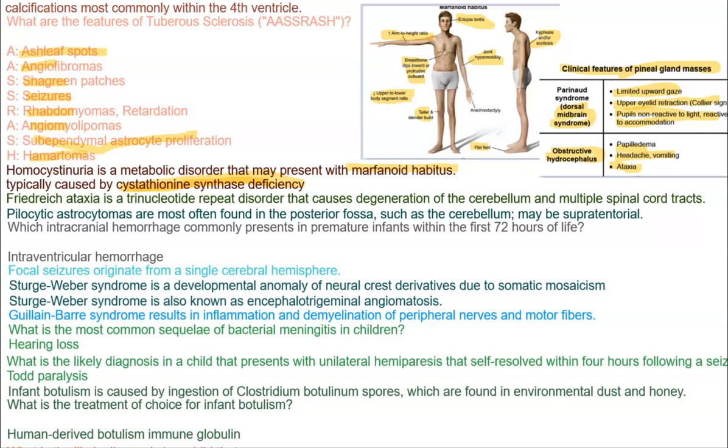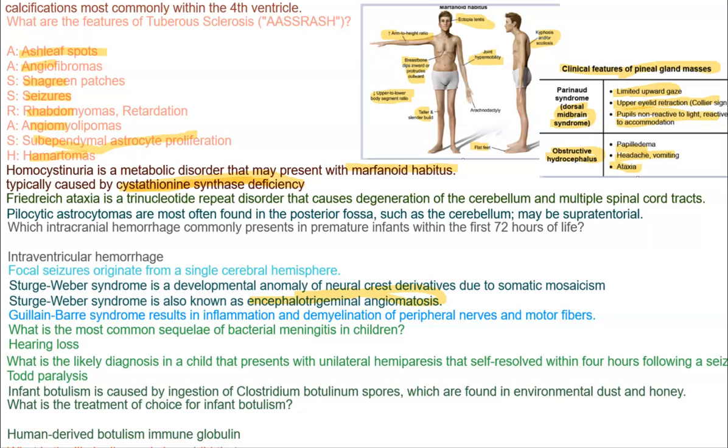Focal seizures originate from a single cerebral hemisphere. Sturge-Weber syndrome is also a developmental anomaly of neural crest derivatives due to somatic mosaicism. So remember that somatic mosaicism, because it's a somatic mutation, not an inherited mutation. Sturge-Weber is also known as encephalotrigeminal angiomatosis. Guillain-Barré syndrome results in inflammation and demyelination of the peripheral nerves and motor fibers.